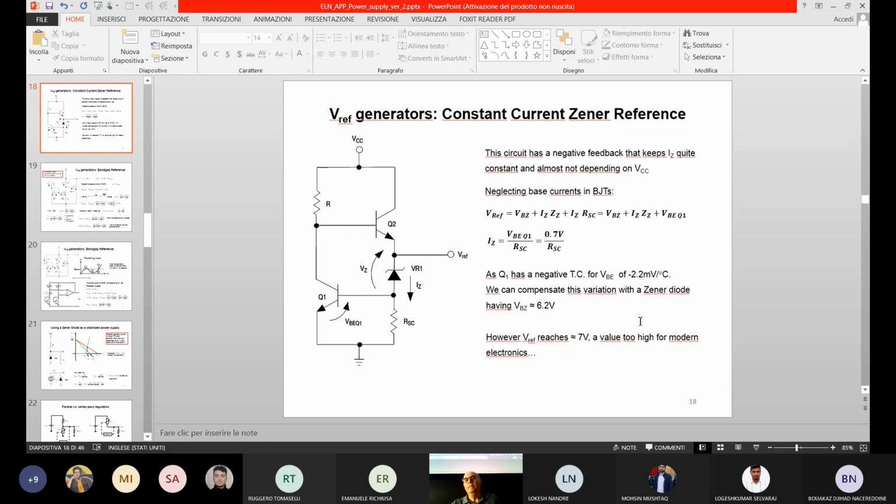Okay, okay. If you look at what is written here, with 6.2 volts, you have a positive coefficient.